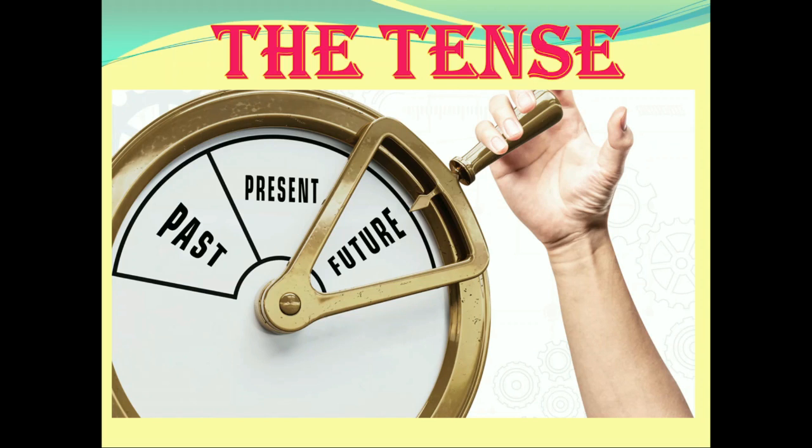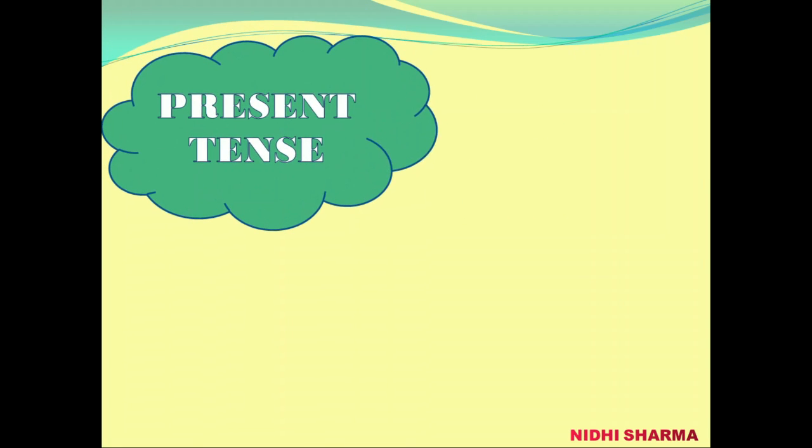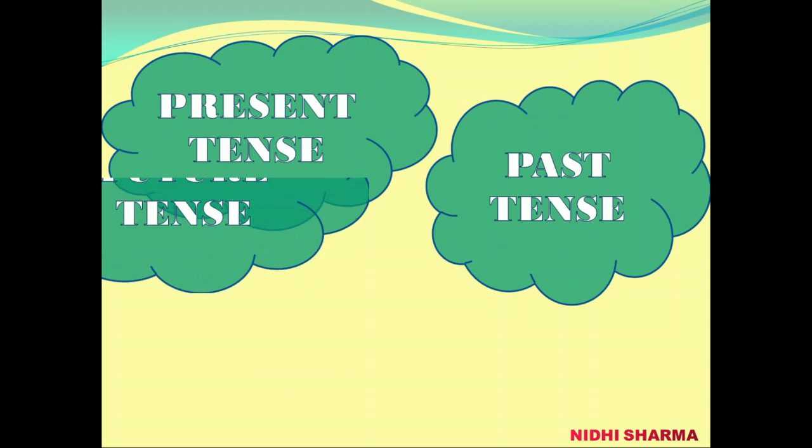The tense. Verbs are actions that we do, and tenses are words used to refer to the time of the action. Tenses play a crucial role in the English language. It denotes the time an action takes place, whether sometime in the past, in the present, or sometime in the future. There are three types of tenses: present tense, past tense, and future tense.